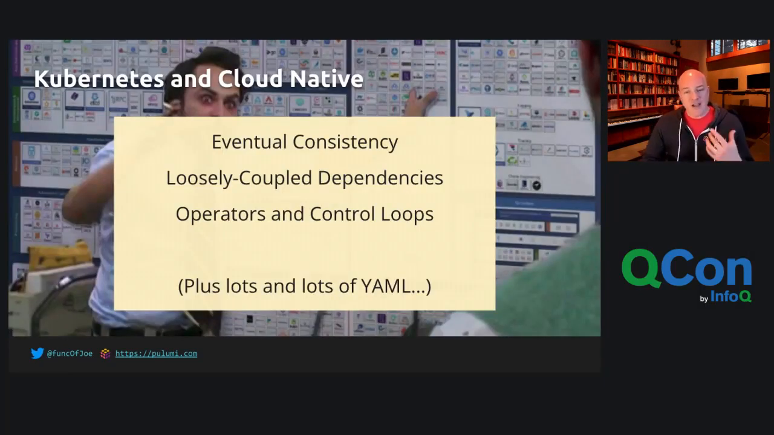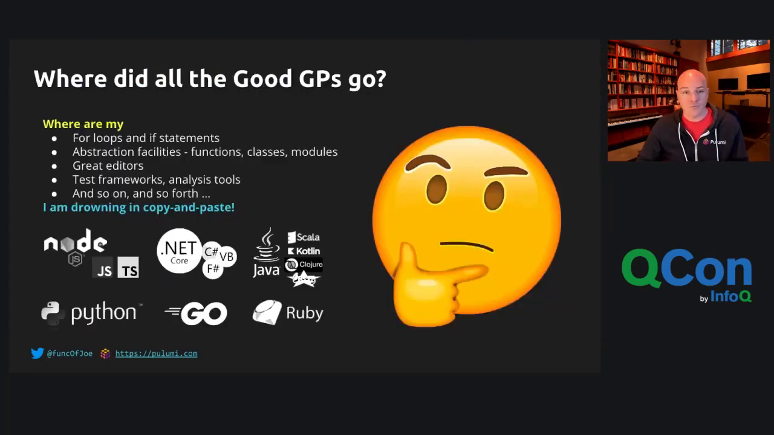Kubernetes and cloud native, in fact, really dovetail nicely with this concept of declarative infrastructure as code, because the Kubernetes object model and way of doing things is all about eventual consistency, assuming things will fail and really working in terms of desired state and loosely coupled dependencies. Unfortunately, there's lots and lots of YAML in there, but the concepts at the core of how Kubernetes works align very nicely with the core concepts of infrastructure as code that we've already talked about throughout this talk.